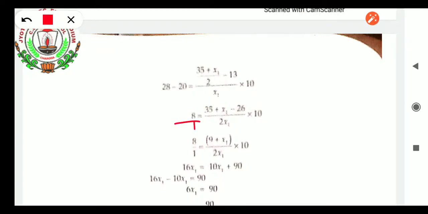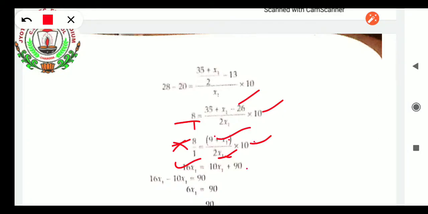As denominator we can take 1, 35 plus x1 minus 26, 35 minus 26 you do, 9 will be there, 9 plus x1 divided by 2x1 into 10. I think now it is clear how I calculated. 2x1 will be proceeded here, okay. 2x1 into 8, 8 into 2, 16, 16x1 equals to 10x1, 10 into 9, 90.